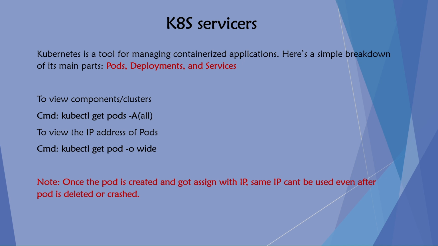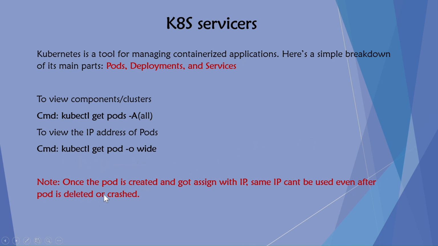In this we have three types. One is pod, deployment, and services. To view the components, we have these commands: kubectl get pods -A. This lists out all the pods which are running or stopped. To view the IP address of pods, we need to use kubectl get pod -o wide.